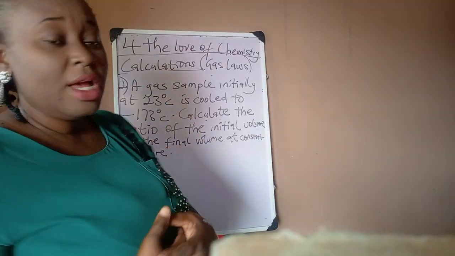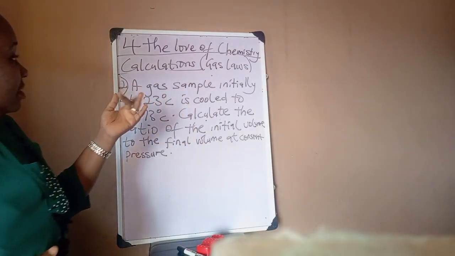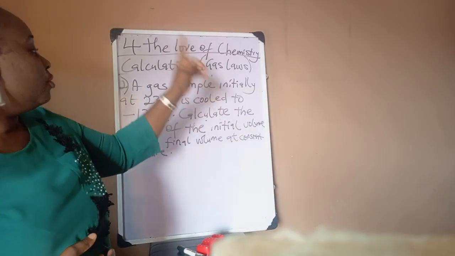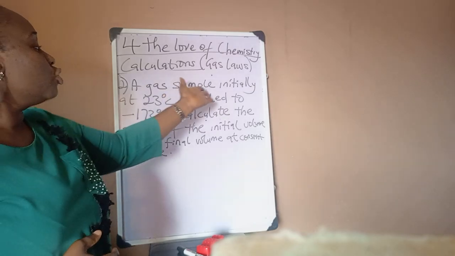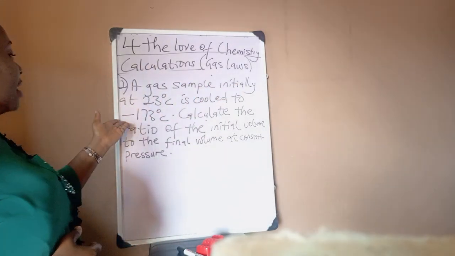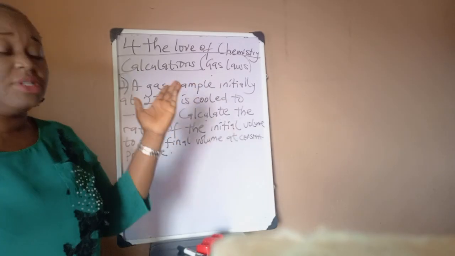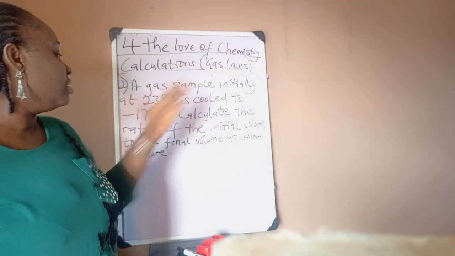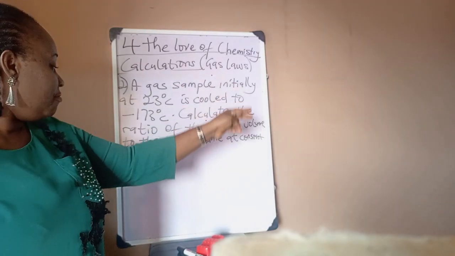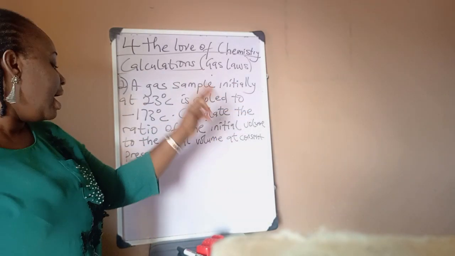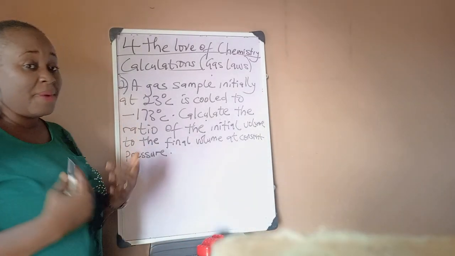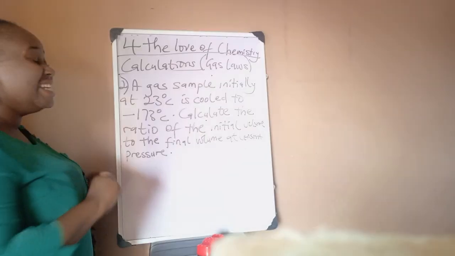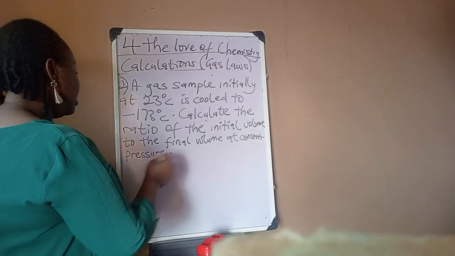We have another question. Question number 2 says, a gas sample initially at 23 degrees Celsius is cooled to minus 173 degrees Celsius. Calculate the ratio of the initial volume to the final volume at constant pressure.